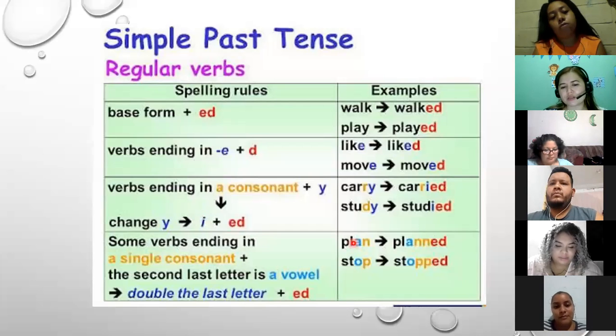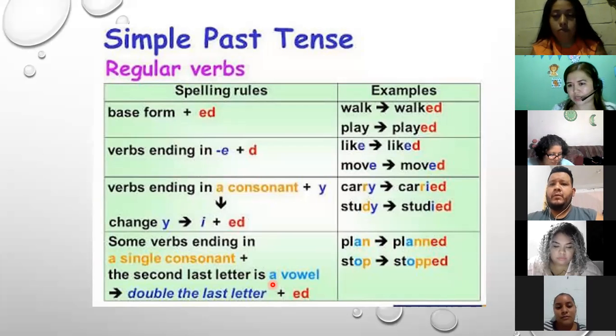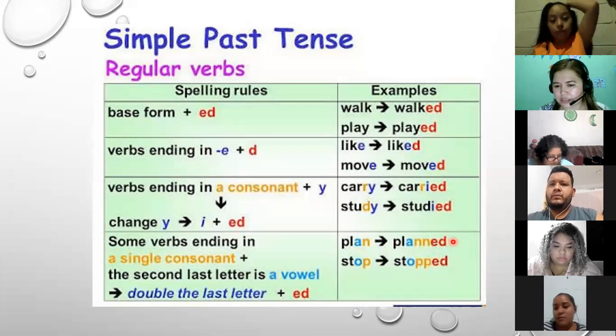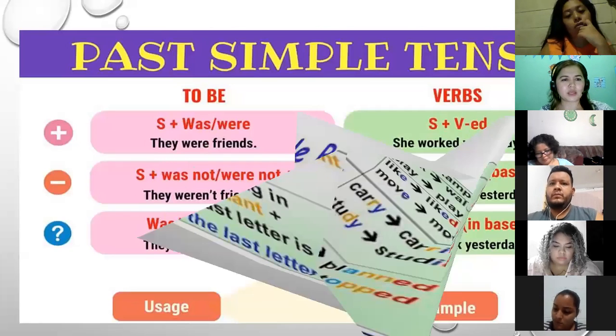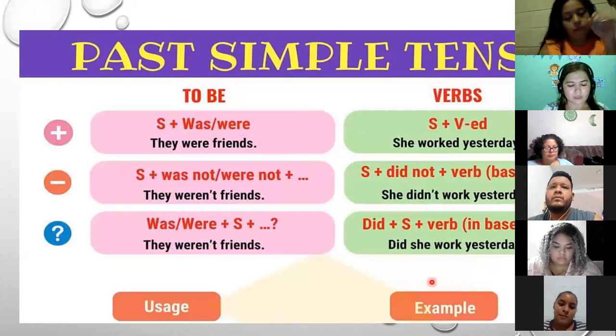And the last rule is that if the verb is extremely short, just one syllable, I'm going to double the last consonant, okay? I will put it one more time, the last consonant plus the ed, like the examples we have. Okay, let's see what else we have right here about the simple past, okay? What we have right here are the rules, okay?